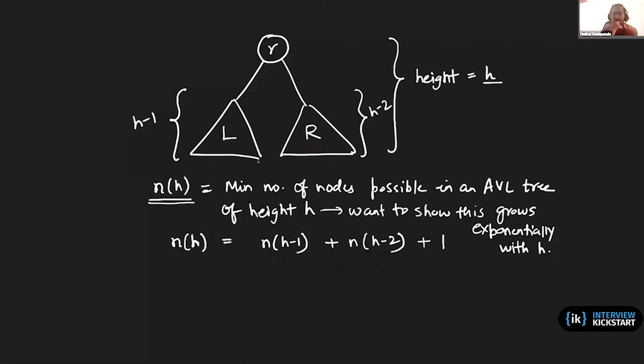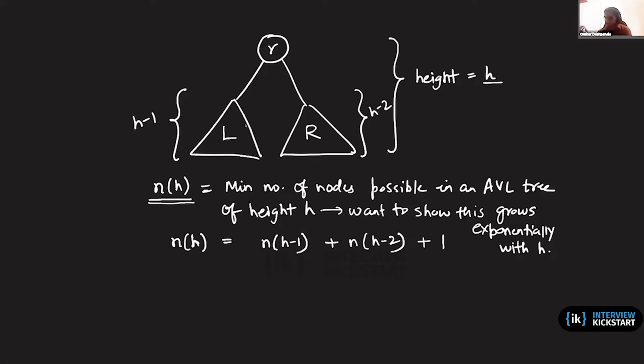Gordon? I had the same doubt as the previous guy asked. I'm a little bit clear about n of h minus 1, where h stands for the height. But about the h minus 2, I was trying to figure out how that subtree will be in an AVL, having all the properties of AVL.